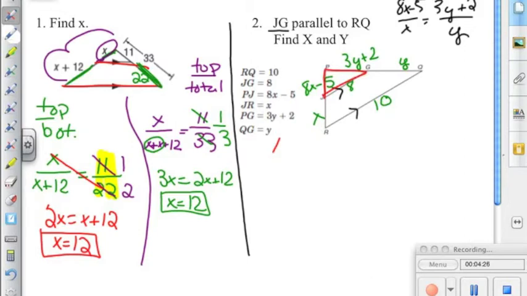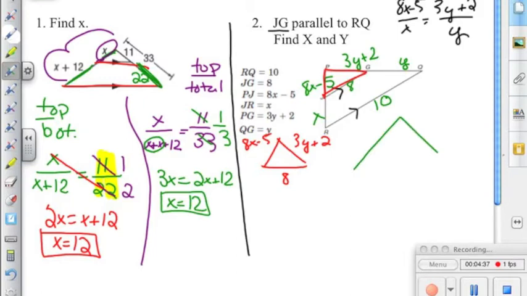I have a little triangle, and if I pull that little triangle out, this is 8x minus 5, this is 3y plus 2, and this is 8. And I have a bigger triangle. You see the bigger triangle? This is 10. You guys okay with me adding those together? I'm going to get 9x minus 5. On this side, I'm going to get 4y plus 2.